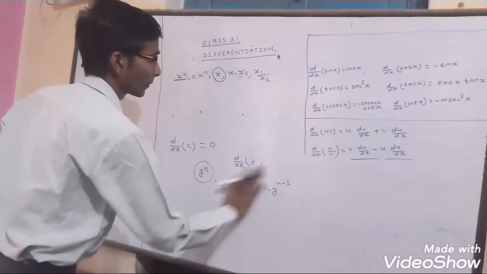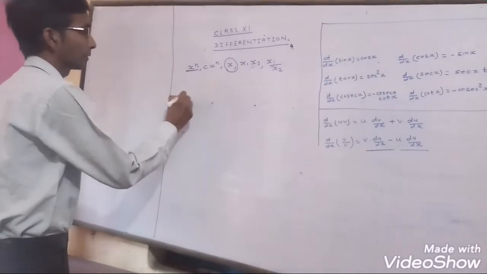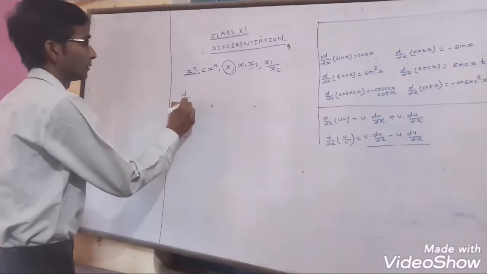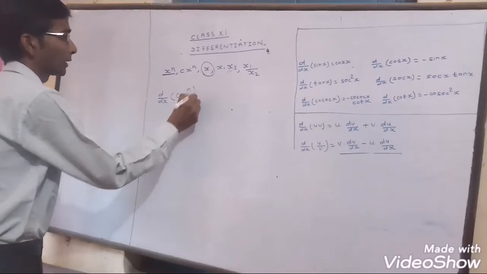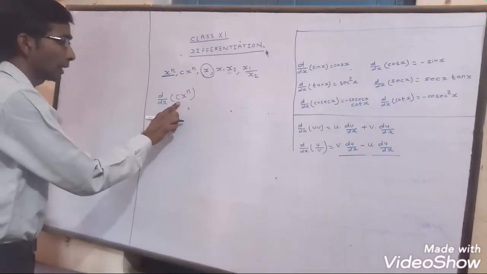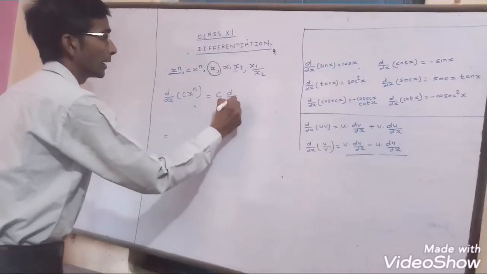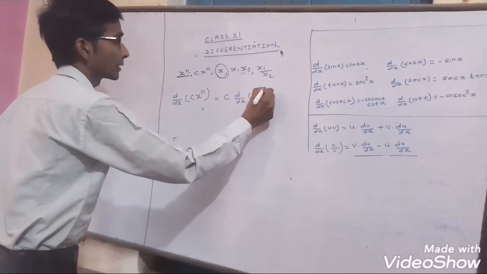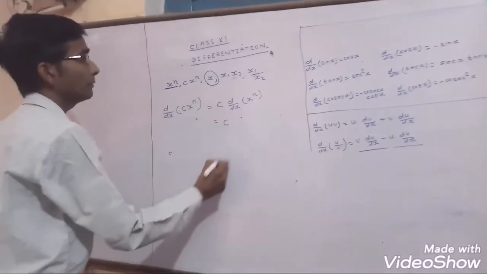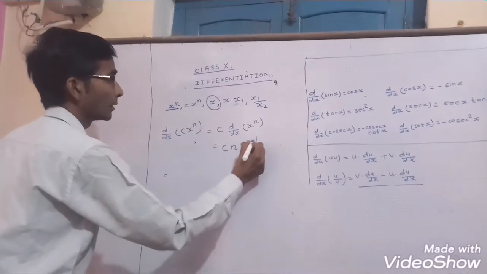Now when you have to differentiate c x to the power n, here c is constant, then differentiation will be c d by dx and x^n. Then the answer will be c n x^(n-1).